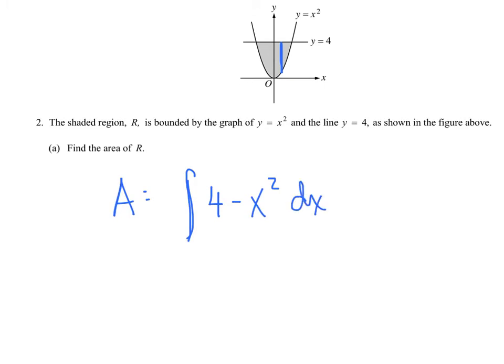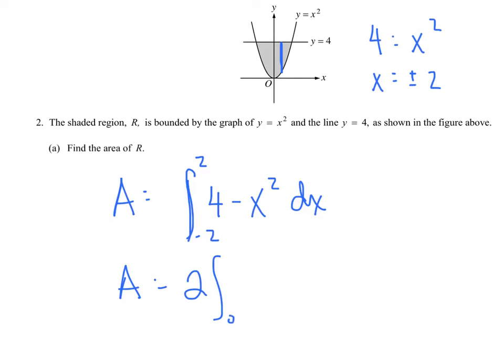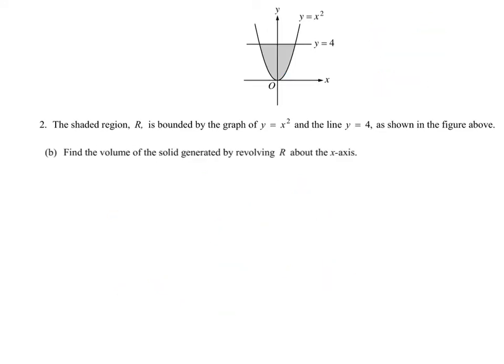Now the bounds are interesting. I needed to find out when those two functions intersected with each other, and that's at plus or minus 2. So I could go from negative 2 to 2, or rather what I would suggest is let's double this area and just integrate from 0 to 2 based off of the symmetry we're working with, and that would be a great setup for area. All right, now part B.